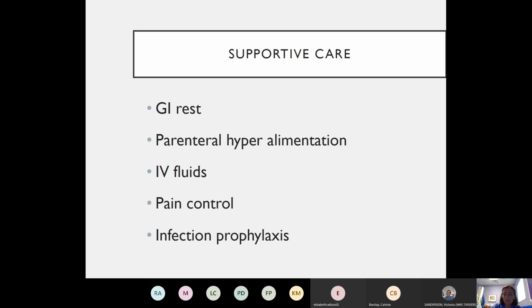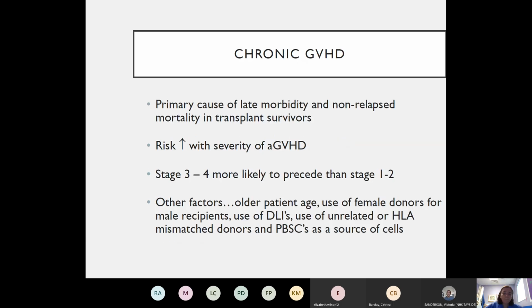So that might involve total gut rest for a while and parenteral hyperalimentation. Maybe that's GVHD, maybe it's being on very low volume nasogastric feeds until you build up into proper alimentation. IV fluids, pain control, infection prophylaxis. You mustn't forget to give these patients infection prophylaxis and regard them as extremely vulnerable.